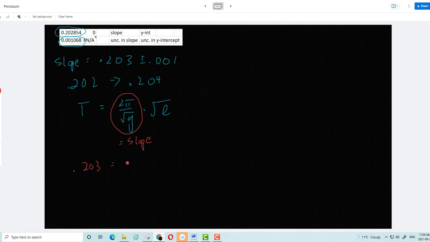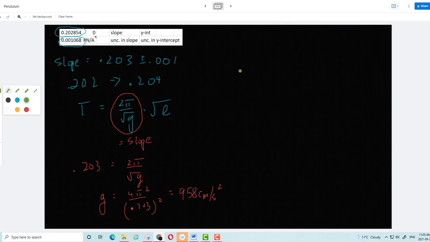0.203 is equal to 2 pi all over the square root of g, and we can solve for g. It's going to equal what? 4 pi squared divided by 0.203 squared. And if you work that out, you should get 958 centimeters per second squared. So that's a little bit low. It should be 981 centimeters per second squared, or 9.81 meters per second squared.